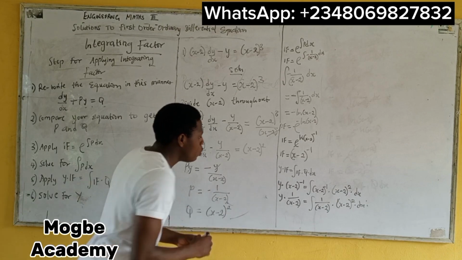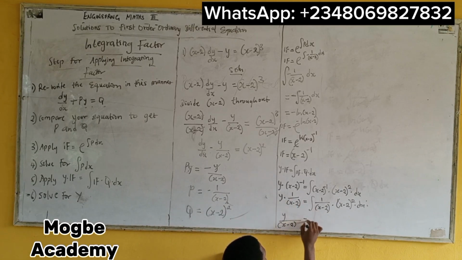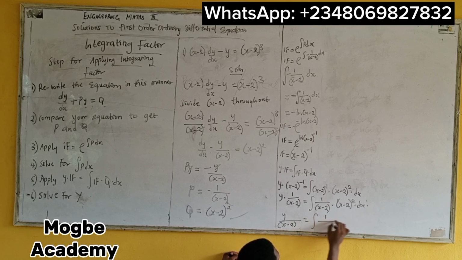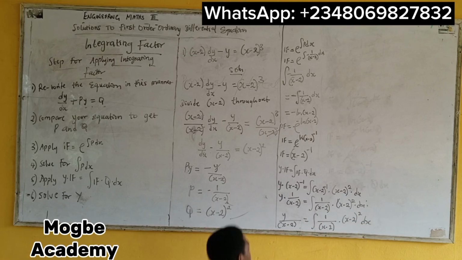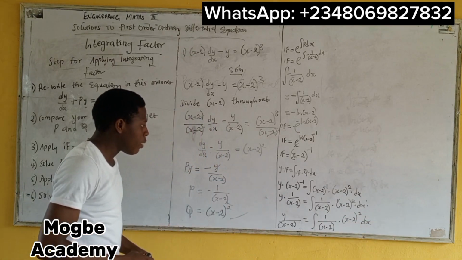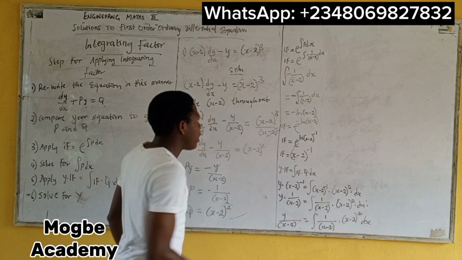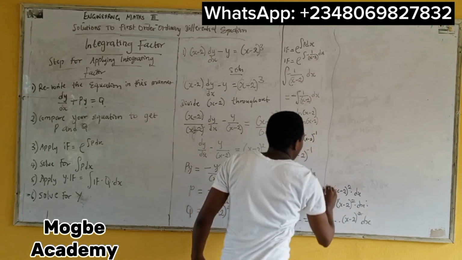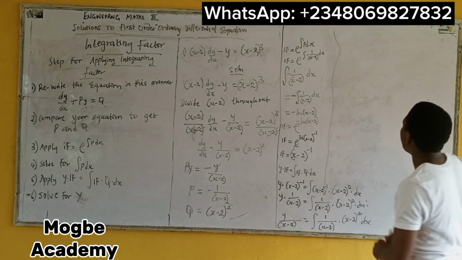Now doing that, what do we have? We can say y over x minus 2, this is equal to integral of 1 over x minus 2 dot x minus 2 square here dx. That's what we have. Now what do we do? We can cancel one of these. One of these can take out one of these. Now we'll be left with what? One of these will take out the square here.